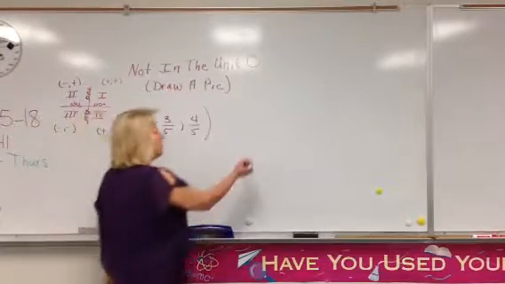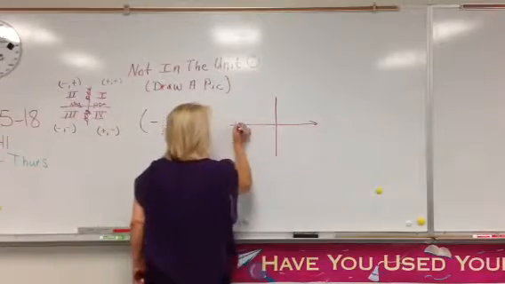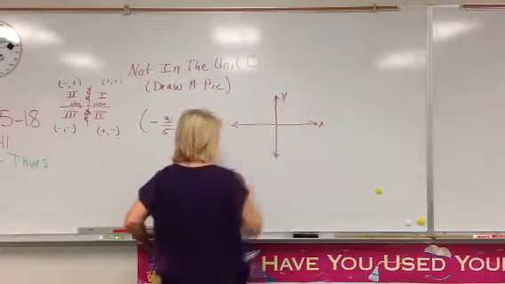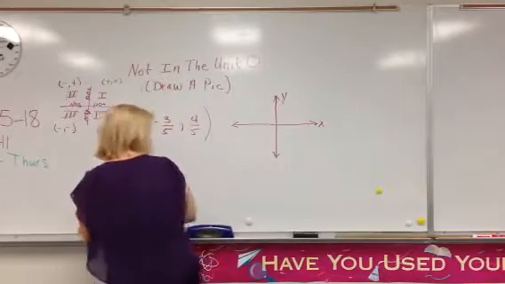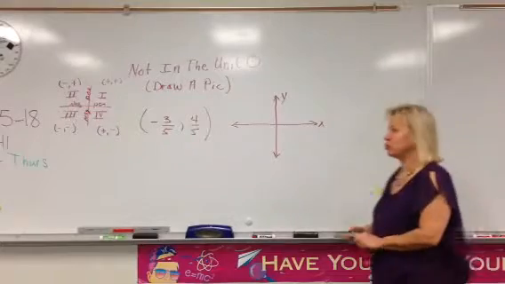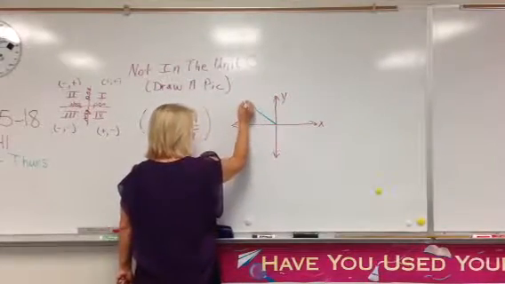Okay, whenever you draw a picture, depending which quadrant you're in, you're always going to draw that triangle with the x-axis, like this.